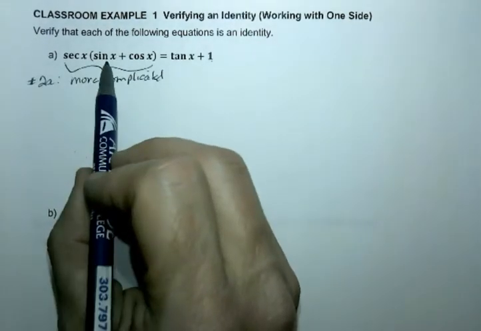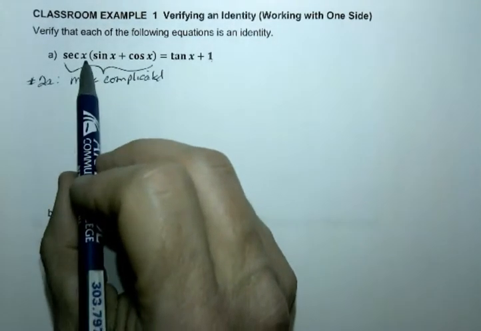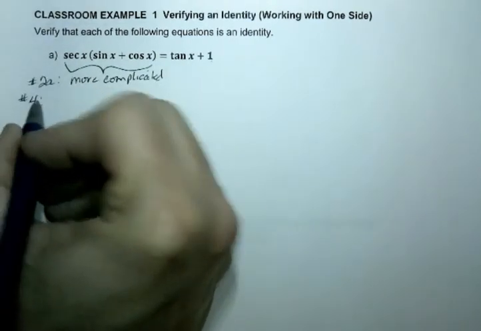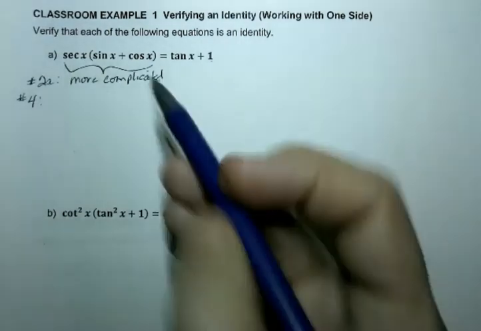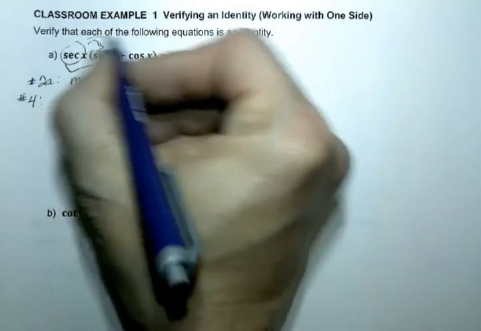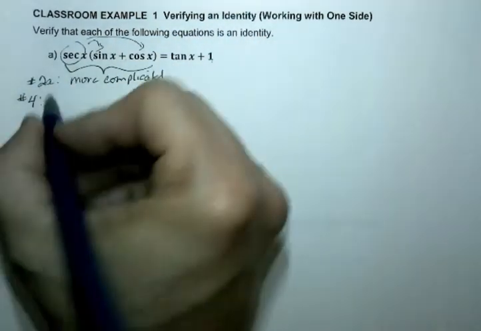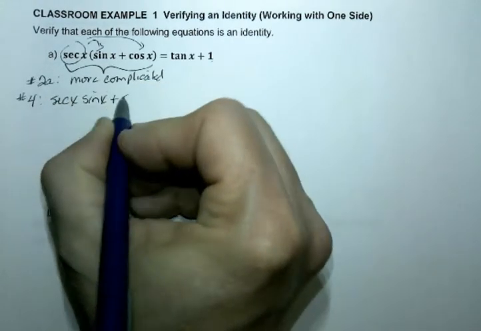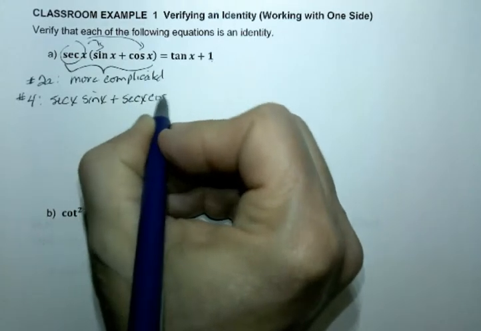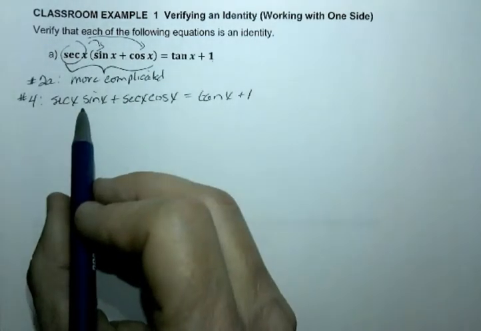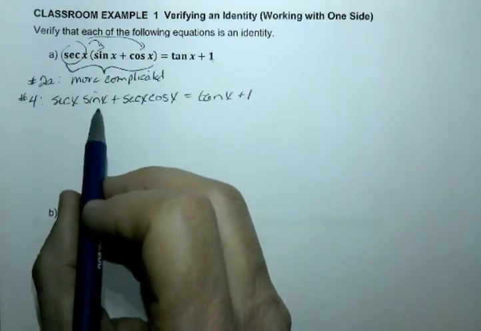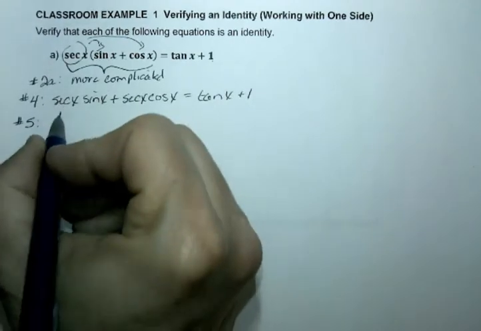If we're going to simplify this side, one of the first things we could do is from strategy number 4, and that is just to do any algebraic operations that are there. In this case, we've got a multiplication, so we're going to take this and distribute it to both of these terms. That gives us secant x sine of x plus secant of x cosine of x. Now the next strategy we could use is number 5. That's the one that says to rewrite everything in terms of sine and cosine. We can rewrite secant as 1 over cosine of x.